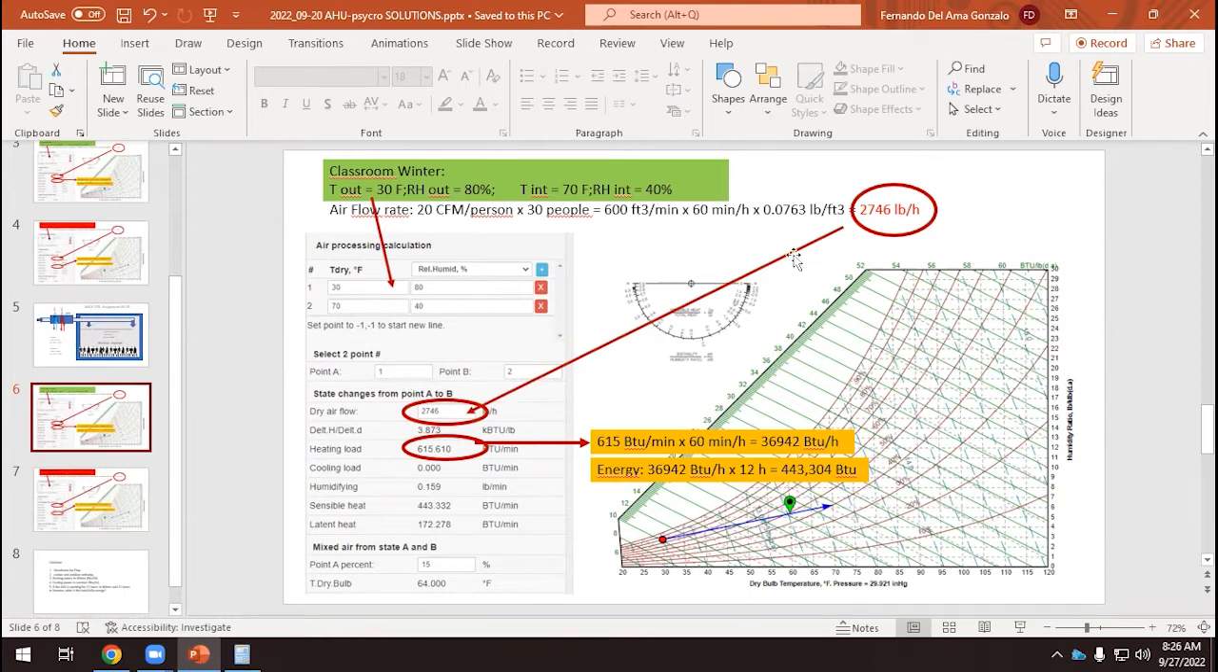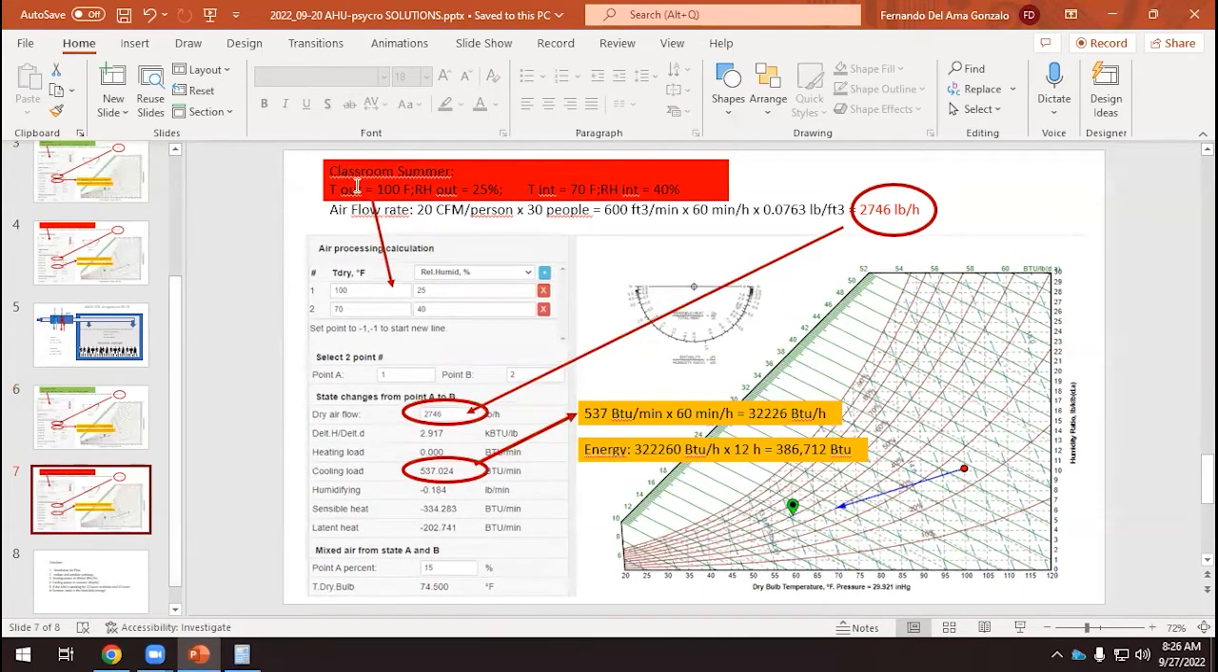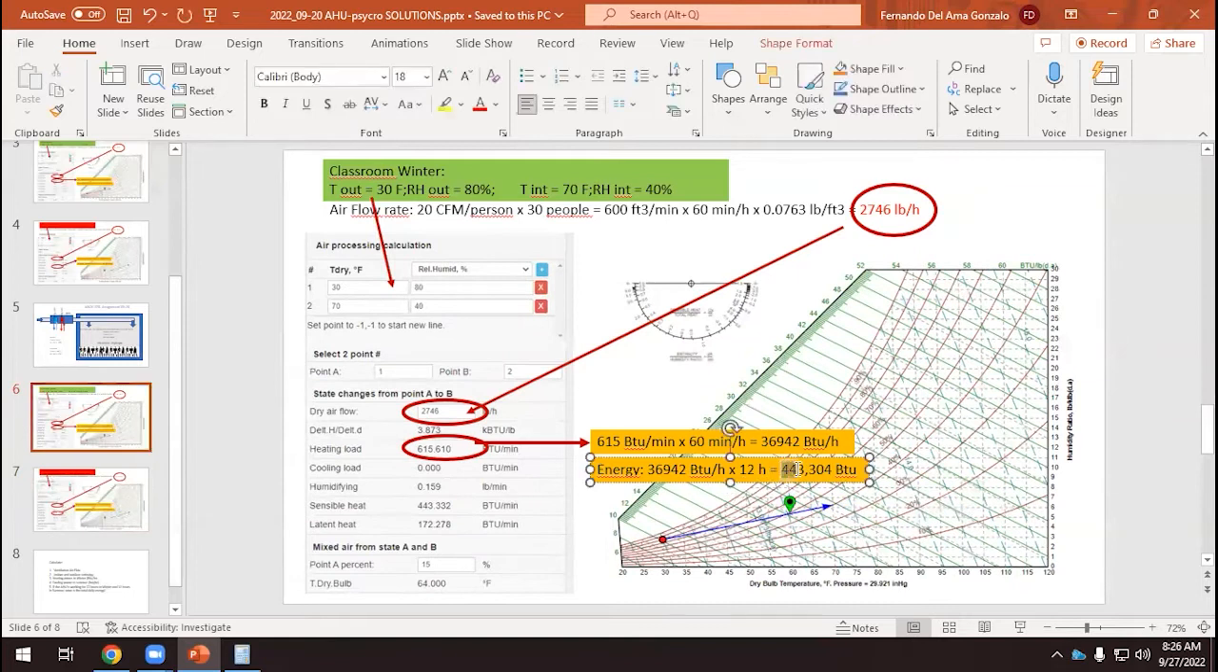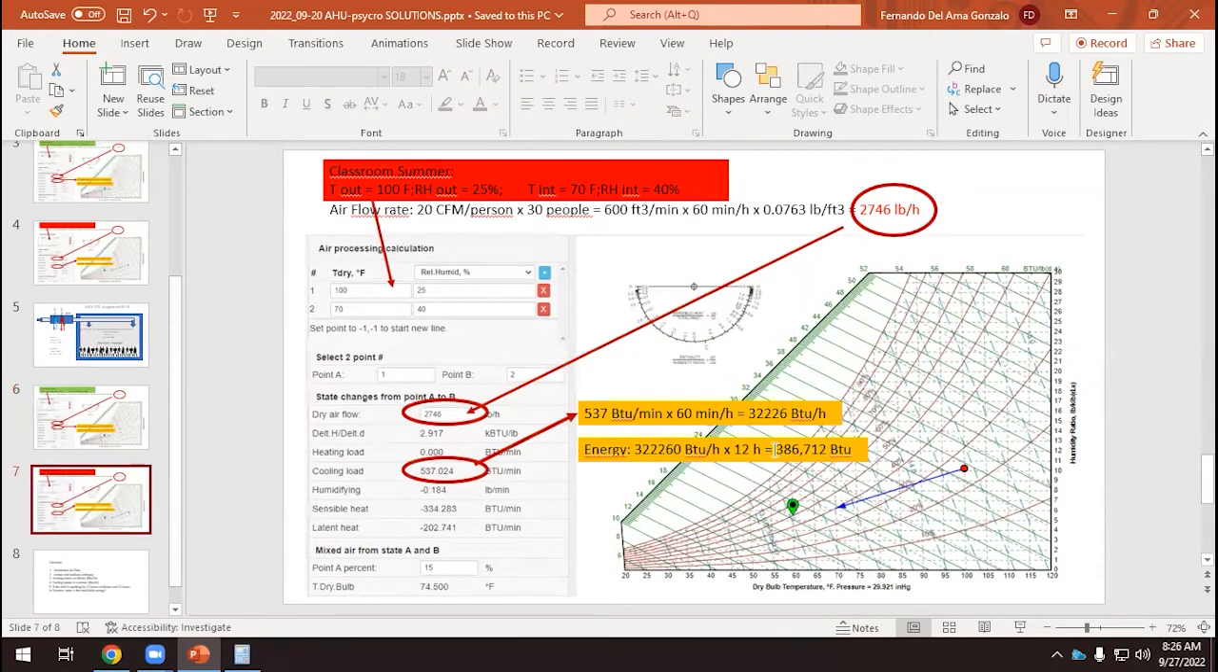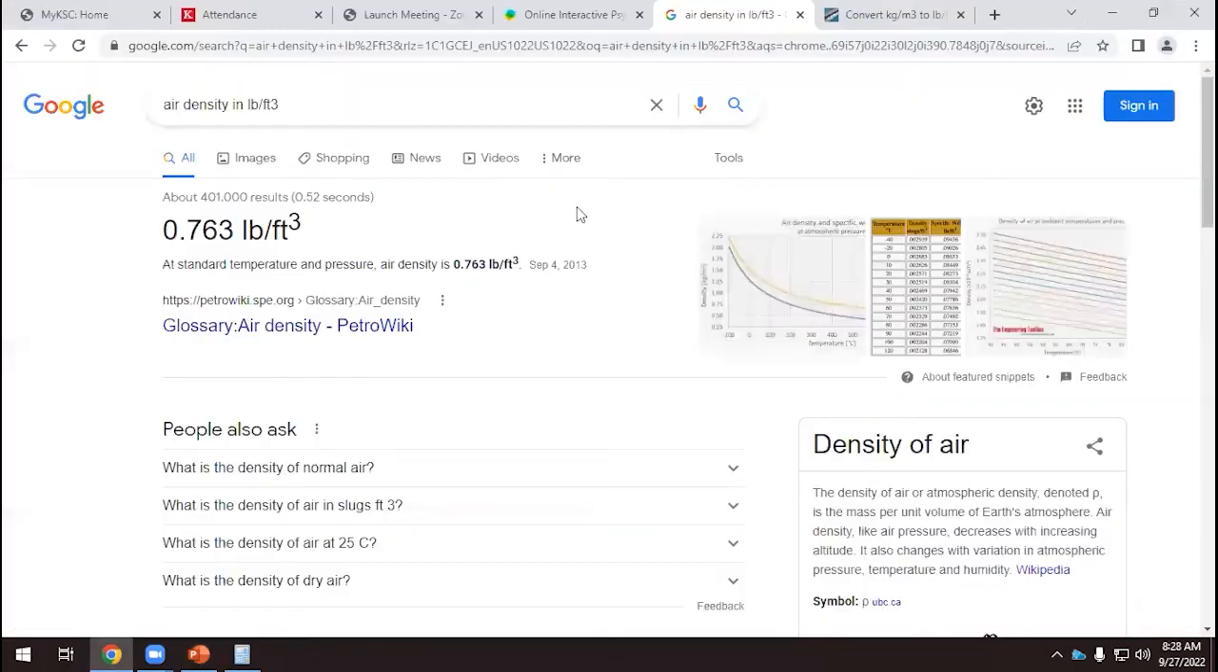Anyway, so that's it. We introduce this data here, exterior conditions, interior conditions, and so around 400,000 BTU. It's the classroom winter heating load. The cooling load in summer is around 386,000. So again, winter is slightly higher than summer. And yes, this value that we get in Google, when we type air density in BTU in pounds per cubic feet, it's wrong.